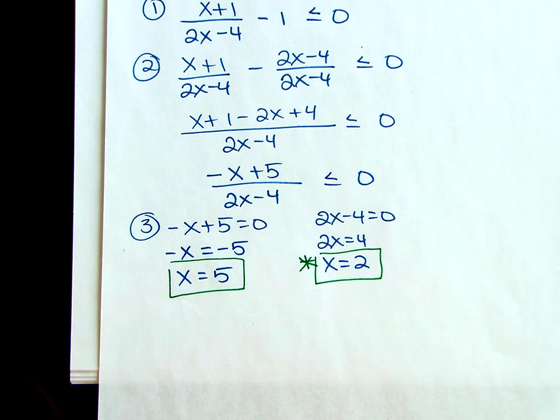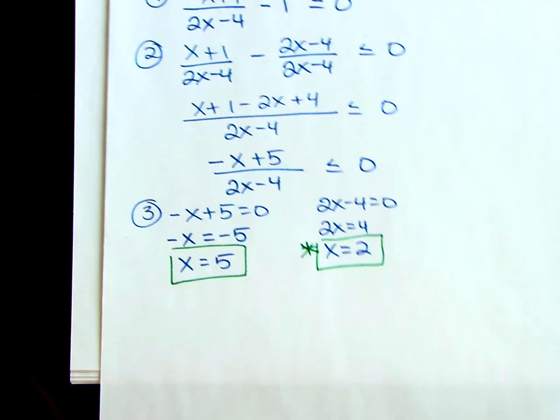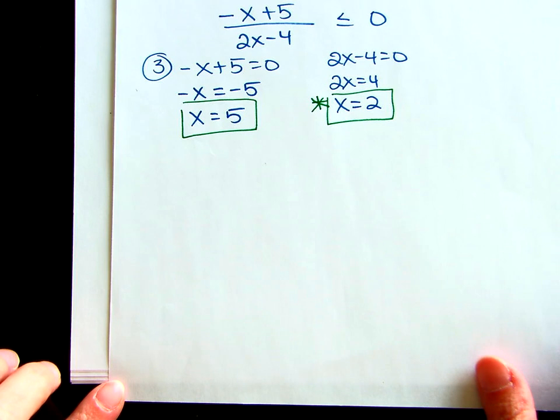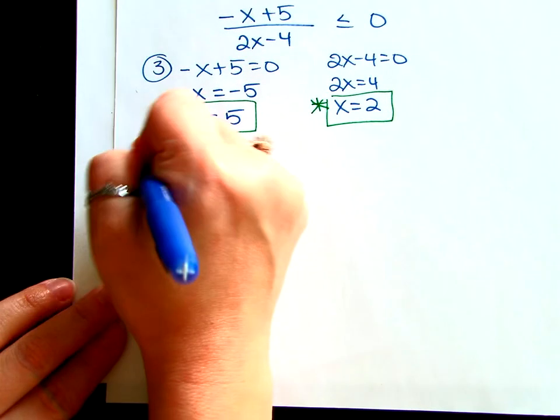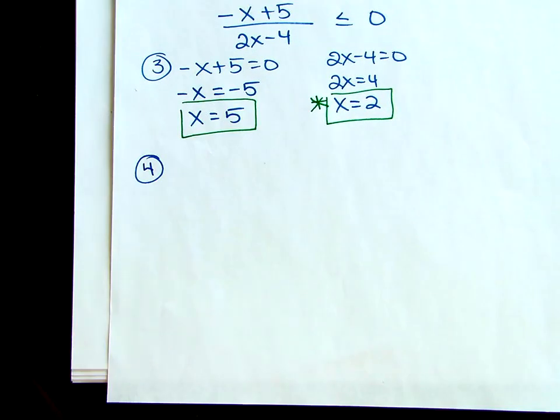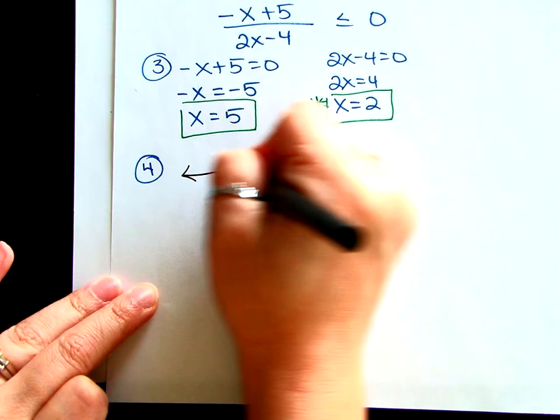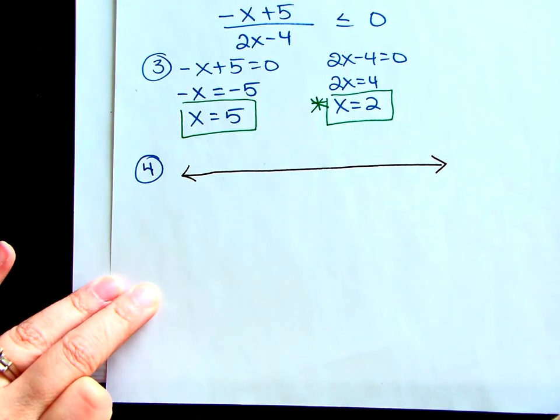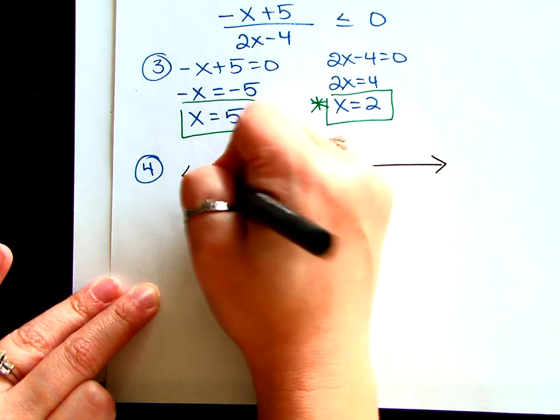Okay, step 4. We need to plot these babies on a number line. Five and 2, so they're both positive. 0, 1, 2, 3, 4, 5, 6.